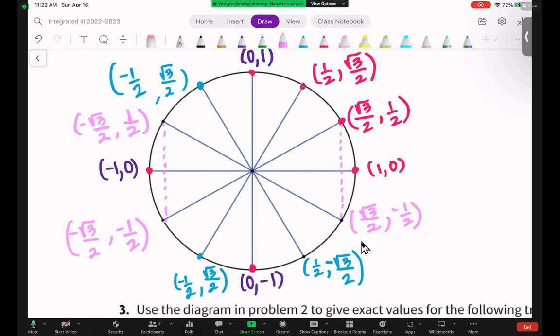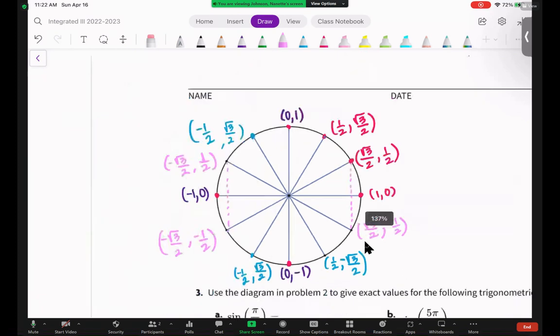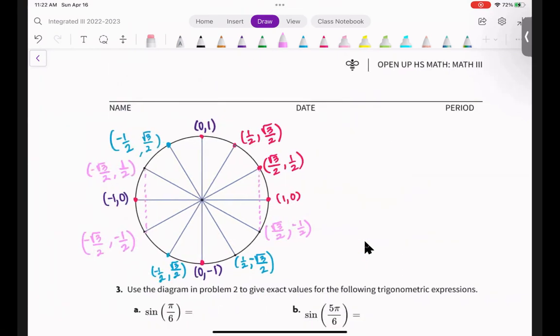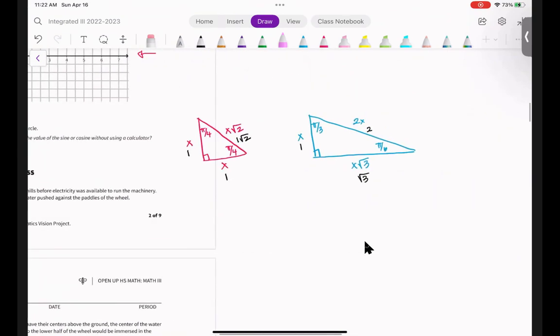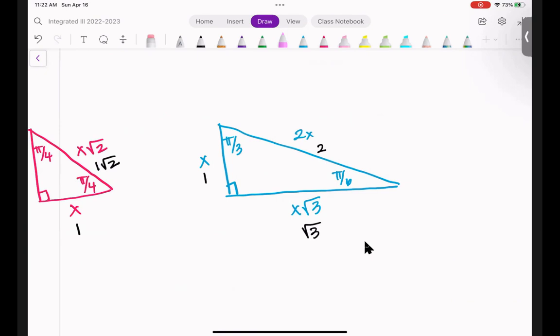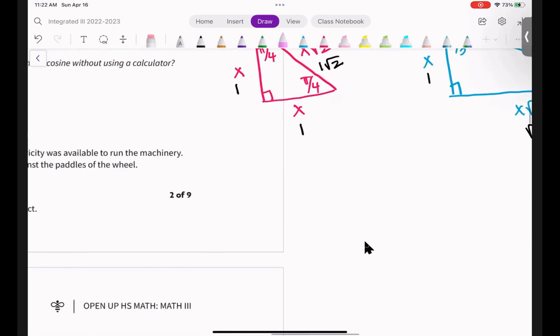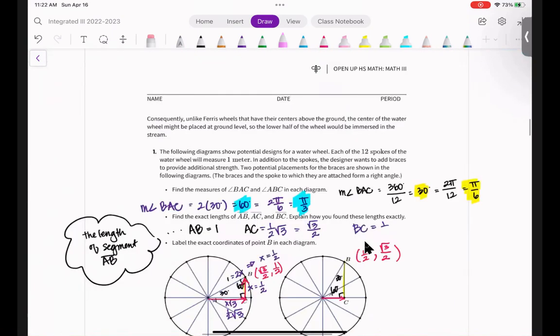You can build this every single time as long as you know your 30, 60, 90 triangle. The only thing I used here was the fact that if I go left, it means negative, and if I go right, it means positive. Up means positive, and down means negative. Because I knew this right triangle right here, I was able to fill in that whole thing. Some teachers have you memorize the unit circle. I'd rather you know how to build it, because you can just Google unit circle and then boom.